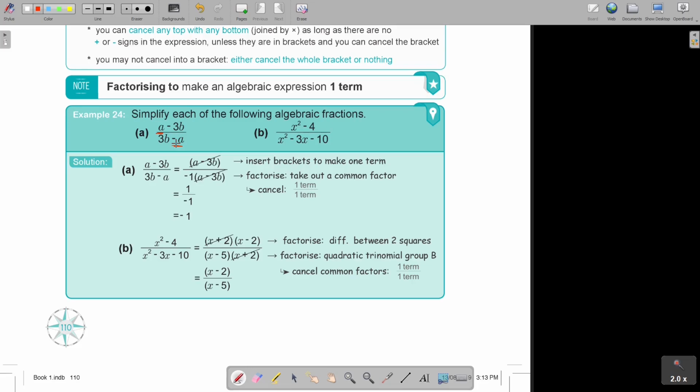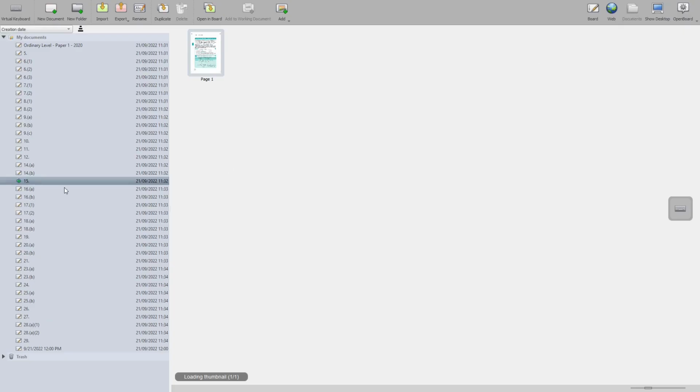There's two terms, so common factor, no, but difference between two squares, yes, I see that. Trinomial, I factorize. Copy and paste brackets can cancel out, the rest just stay. So keep that in mind, page 110, and let's just go back to the question paper.